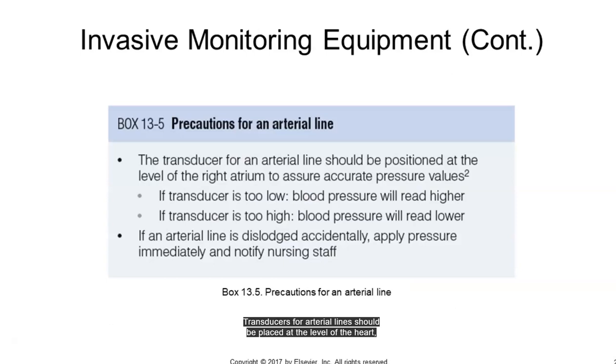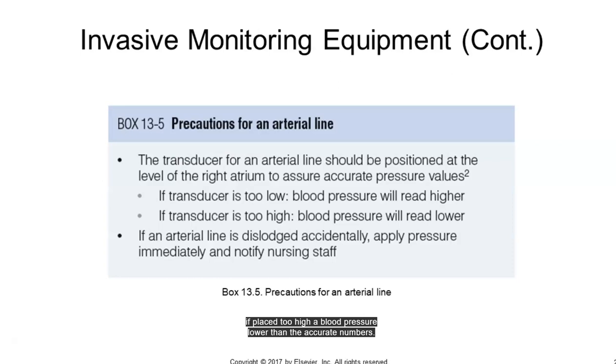Transducers for arterial lines should be placed at the level of the heart, more specifically at the level of the right atrium, to assure accurate blood pressure results. Precautions while placing the transducer on the IV pole are to watch for a transducer placed too low, as it will result in a blood pressure reading higher than it should, and if placed too high, a blood pressure lower than the accurate numbers.